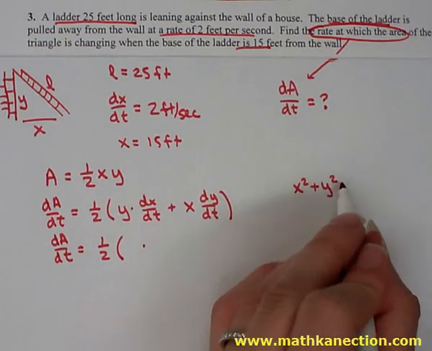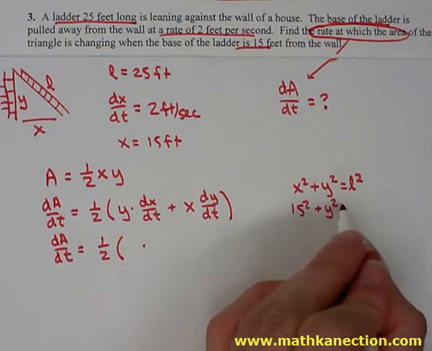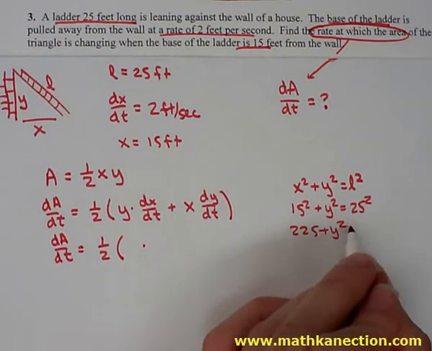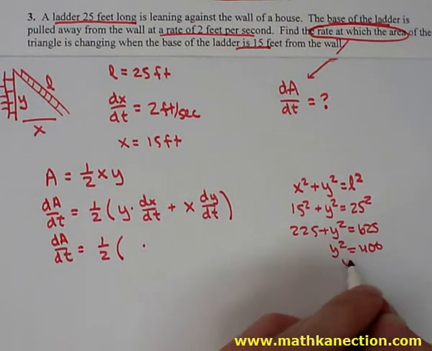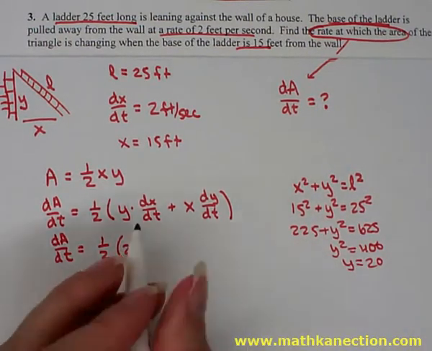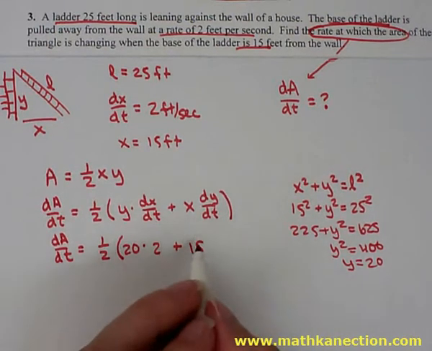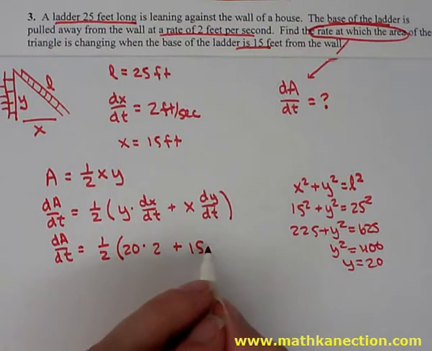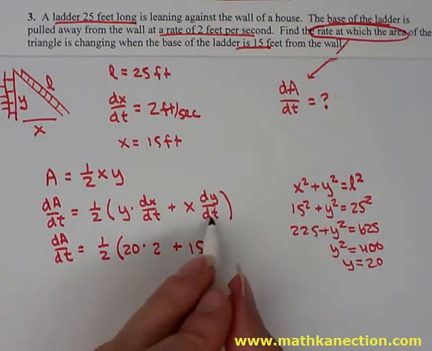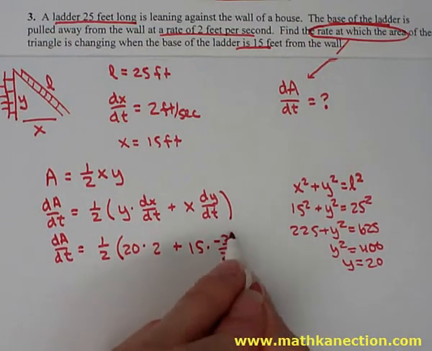Value of y we can find by replacing back into the Pythagorean theorem. So we have 15 squared plus y squared equals 25 squared. Solving to get y squared is equal to 400 and y is equal to 20. So the value of y is 20, dx dt, which was given, is 2. The x value given was 15, and dy dt from the previous problem that we solved was -3/2.